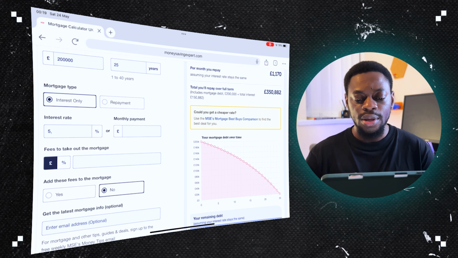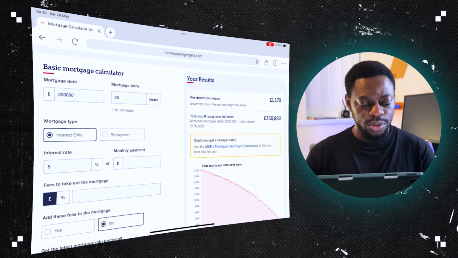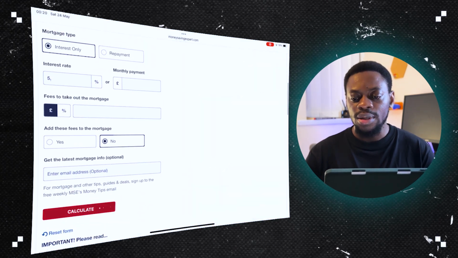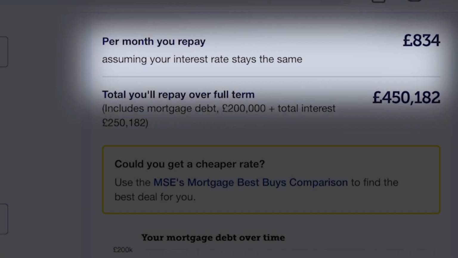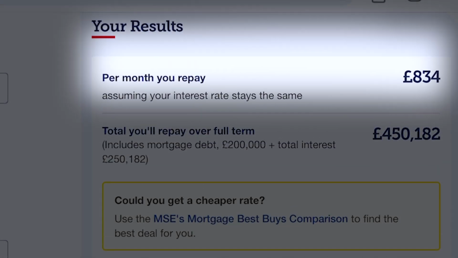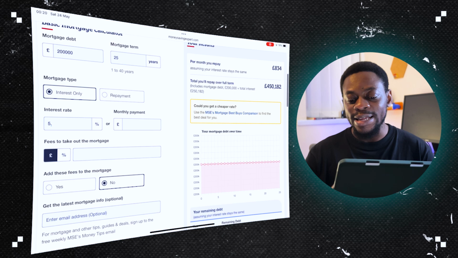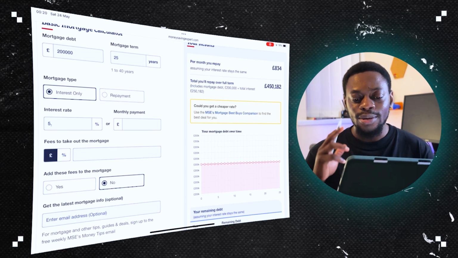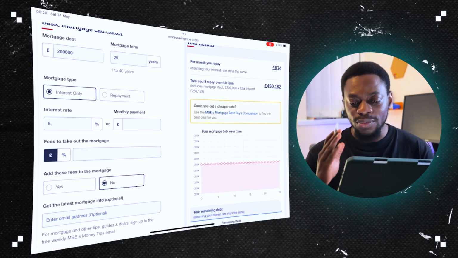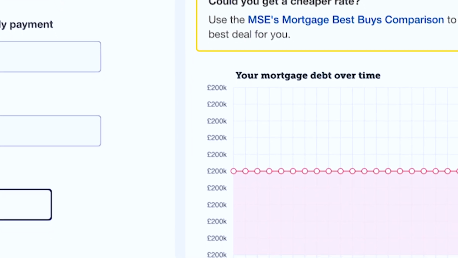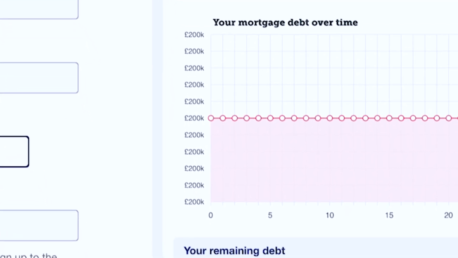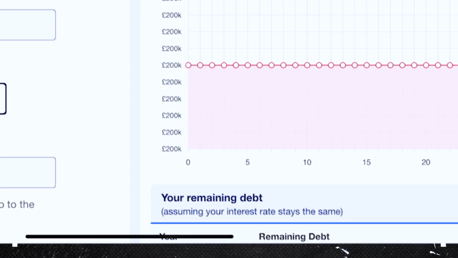Now let's go to the second option, which is interest only. So over here, if I pick interest only option, we go to the bottom, click calculate. Now we see that our monthly payment has changed. Now we are to be paying £834 per month. And if you look at the graph, it is just a linear flat line, meaning at every single point within the 25 years that we are taking this mortgage, we are still going to be owing the initial debt, which is £200,000.